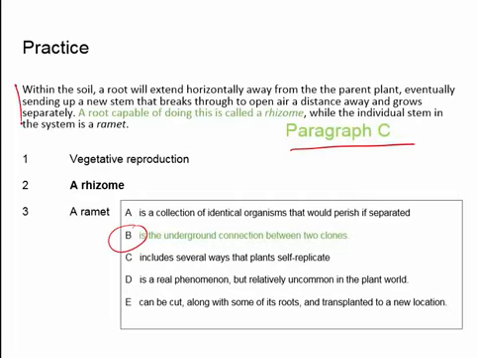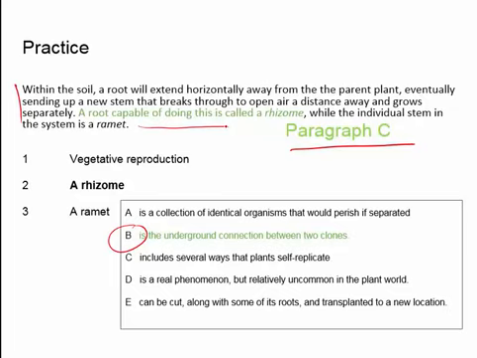Within the soil, a root will extend horizontally away from the plant, eventually sending up a new stem that breaks through to open air a distance away and grows separately. A root capable of doing this is called a rhizome, while an individual stem in that system is called a ramette. Okay, so if you read this carefully, and you need to read it carefully, this is a good example of how the IELTS will test your close reading of a sentence.